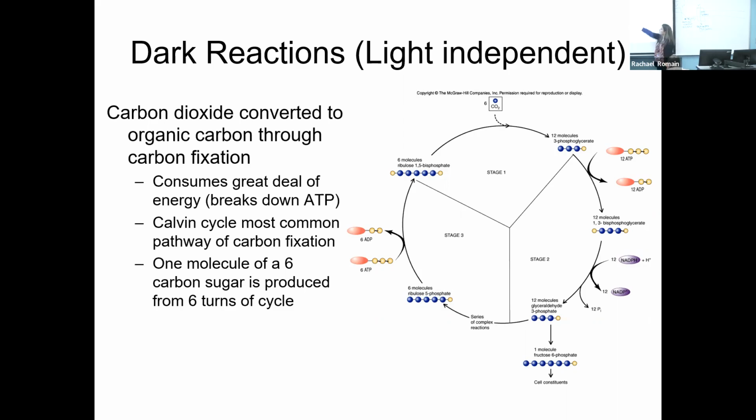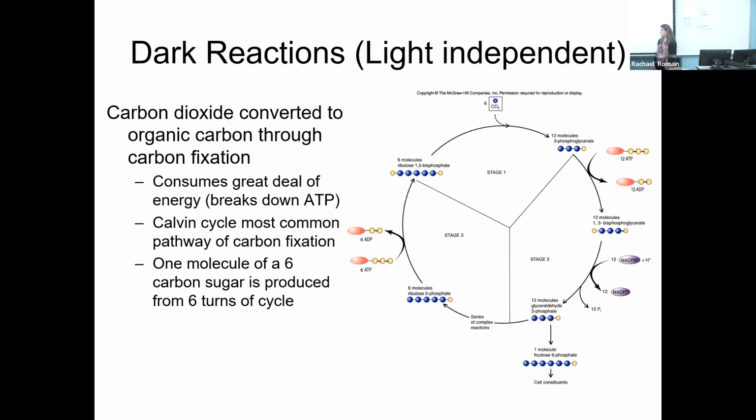So all the ATP that we generated before is all going to be broken down here. All the NADPH is going to get broken down here in order to generate that sugar molecule. You're going to break down more ATP to regenerate this process. So you need the products of the first one to do this.